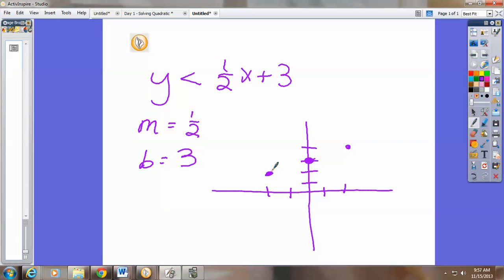Our next step in graphing is to draw our line in. Will we use a dashed or a solid line? A dashed. Remember, if it's less than or greater than, we are going to use a dashed line. If it's less than or equal to or greater than or equal to, we're going to use a solid line. In our case, what are we going to use? A dashed line.